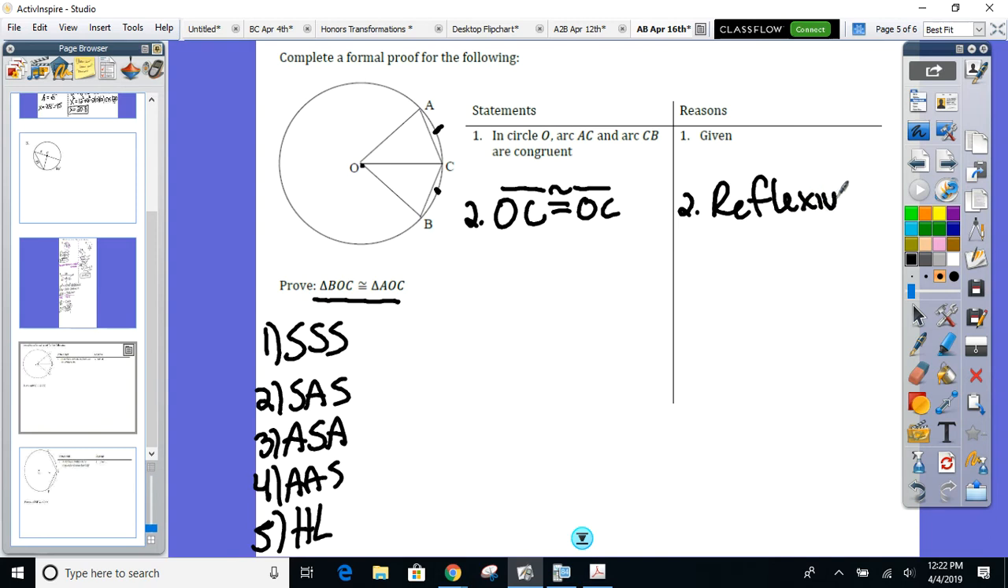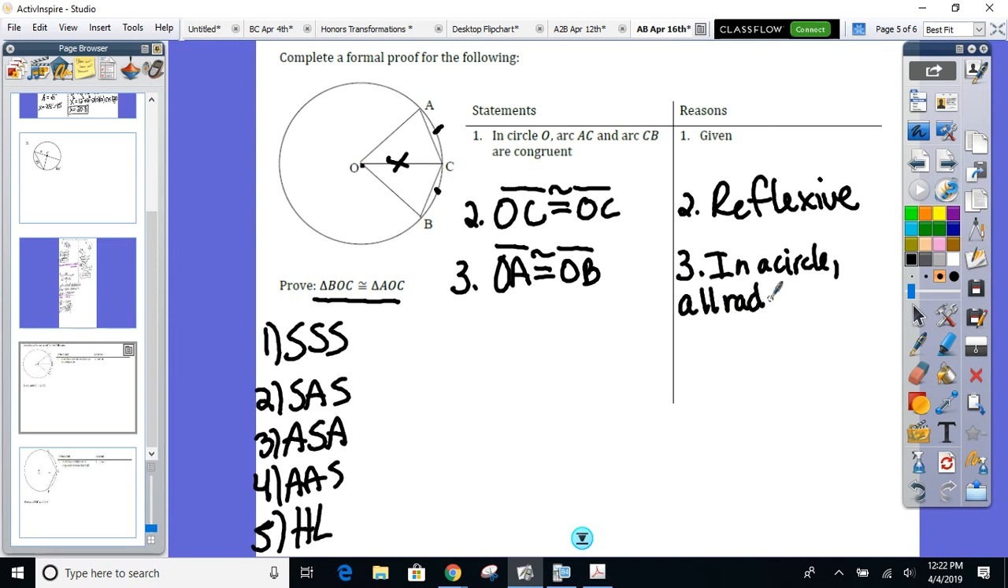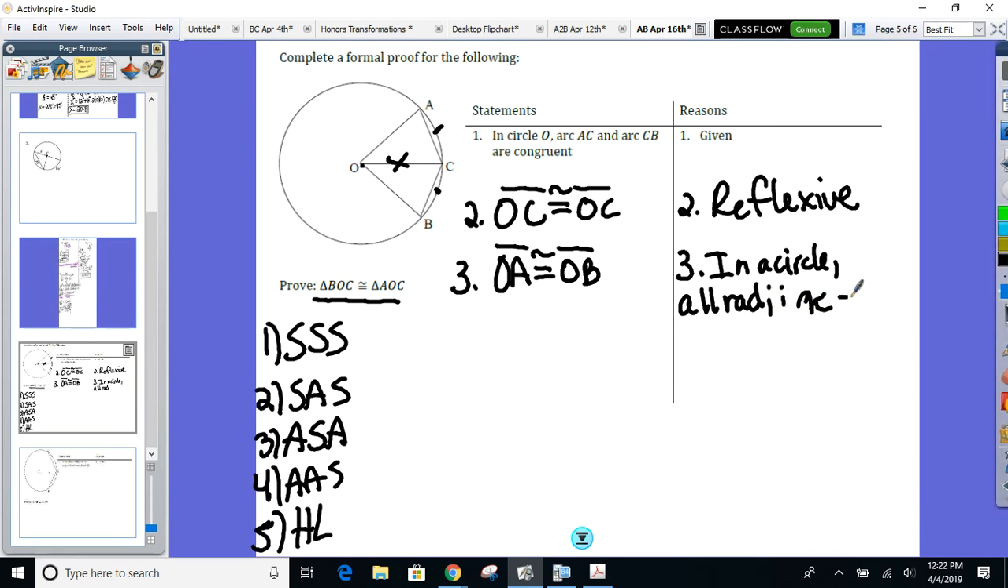Have to enjoy that. All right, and then now let's get to some circle facts. OA and OB have to be congruent because they're what in the circle? What do we call OA? What do we call that segment OB? Those are radii. And we found out yesterday that in a circle, all radii are congruent. So 2 pairs of sides.